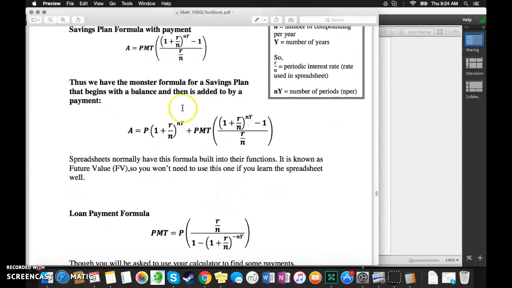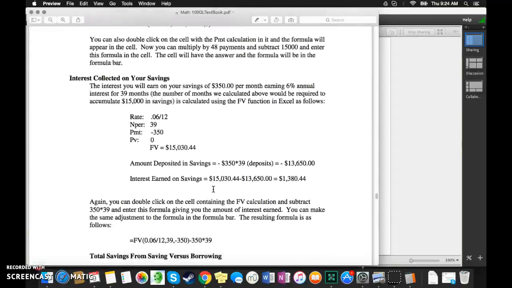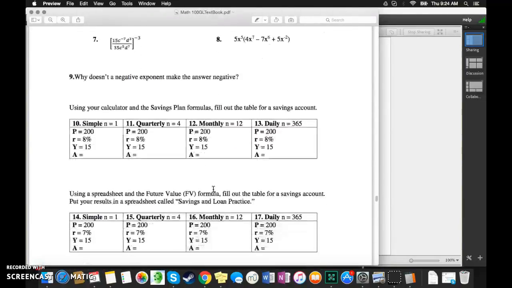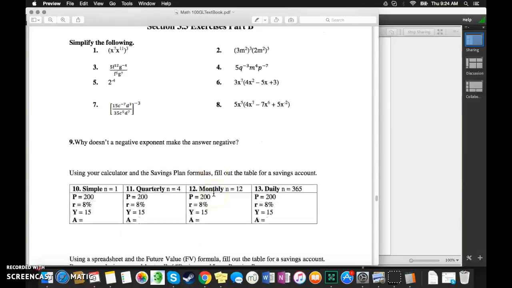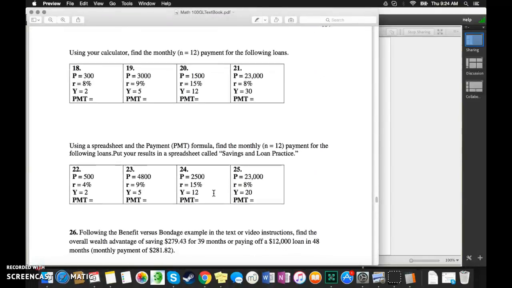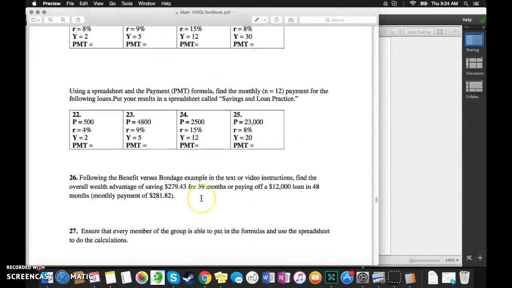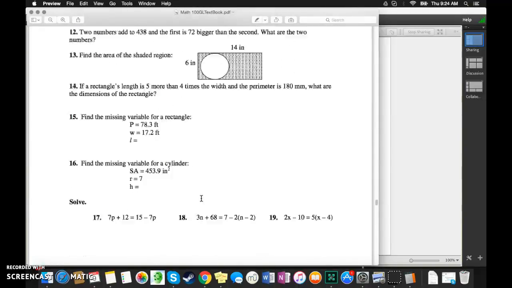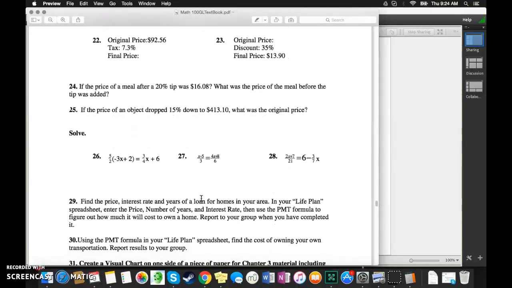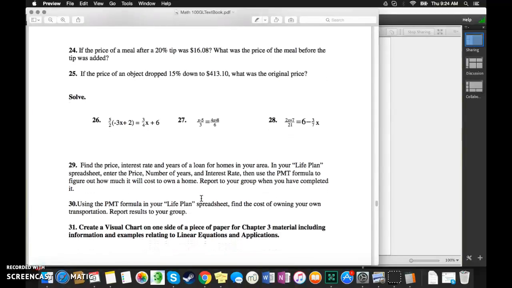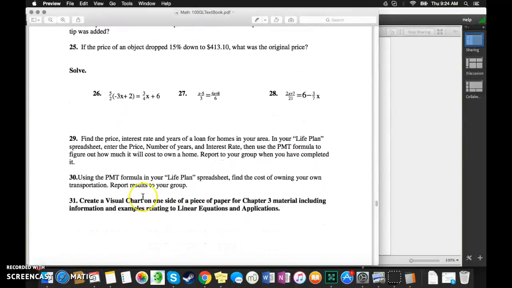So this is the savings plan formula. This one you use when you've got a principal amount that you start with, and then you're putting in an amount of money per month. That's how you would solve for that one. I don't know if you have to do that in this case. Let me see. No, you do not have to. You might have to in C, using your spreadsheet.